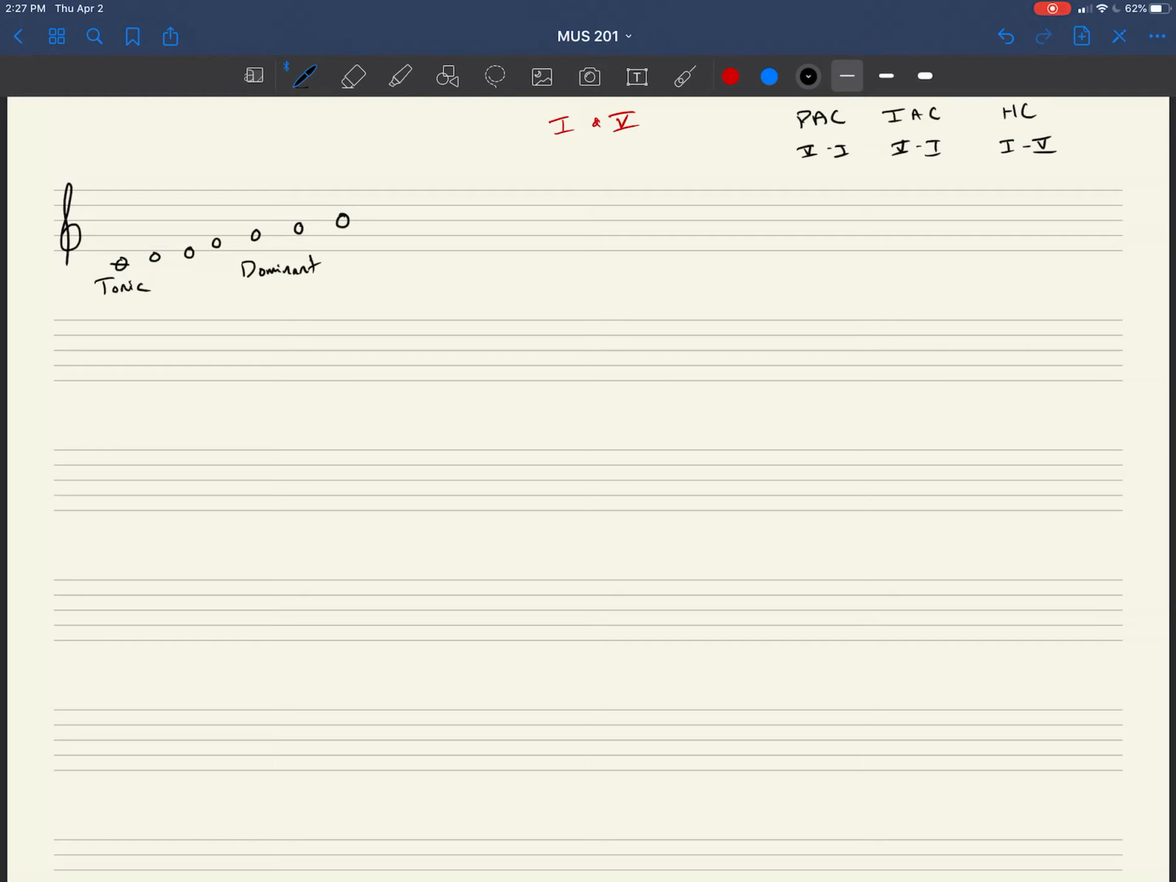You can build triads on the 5th and the 1st scale degree, or really any of these scale degrees. And the way you do that is you simply write in thirds the scale degrees that you are working with.